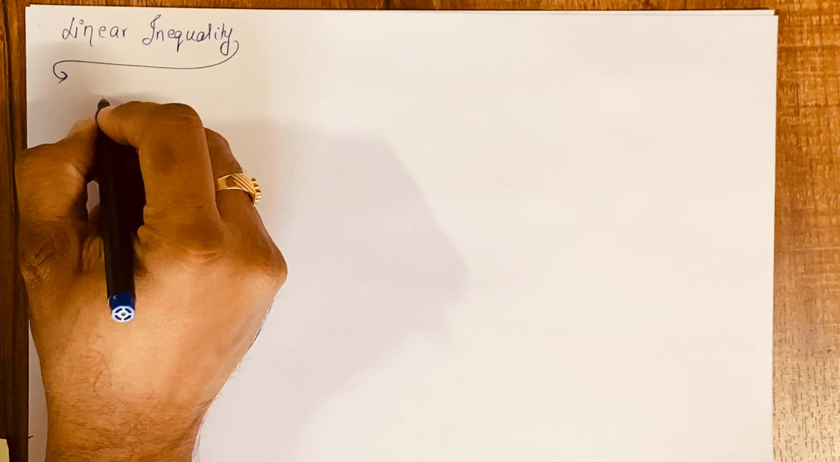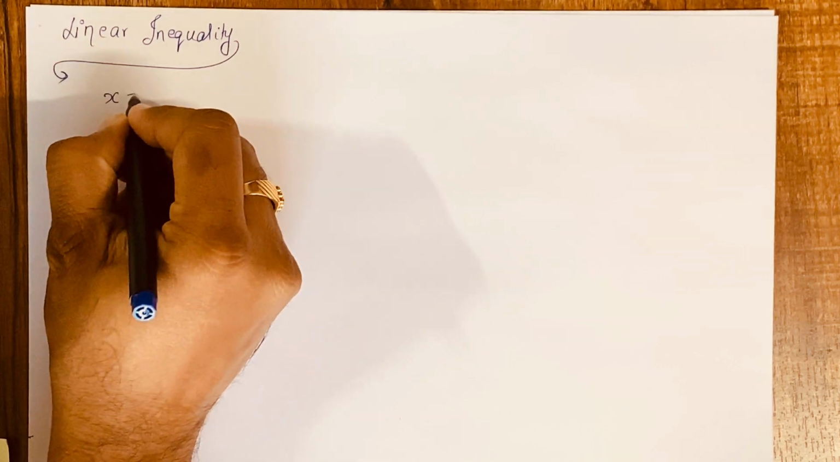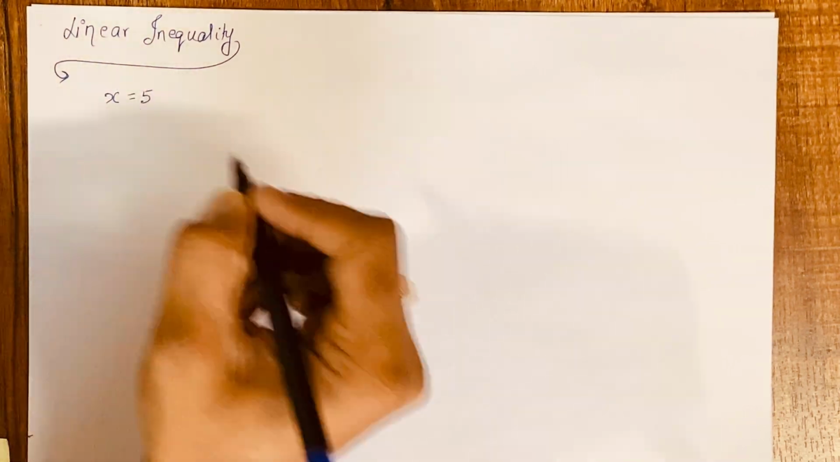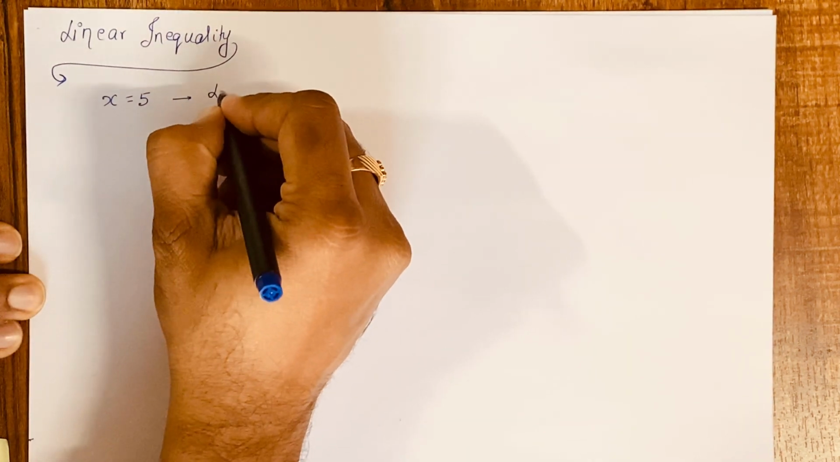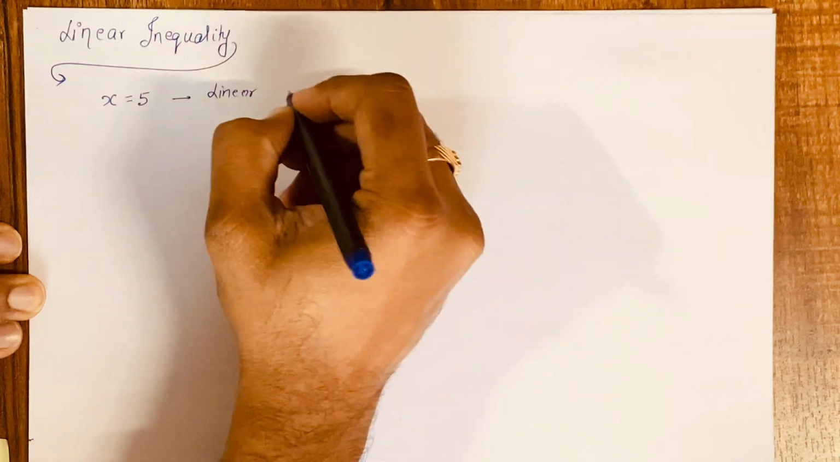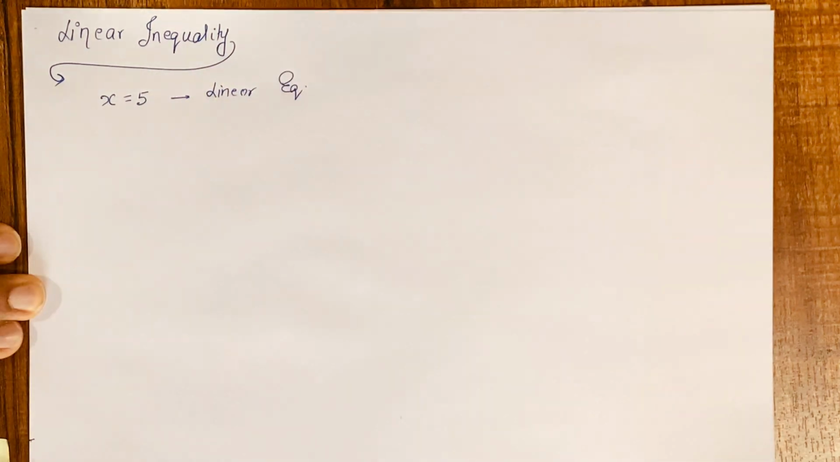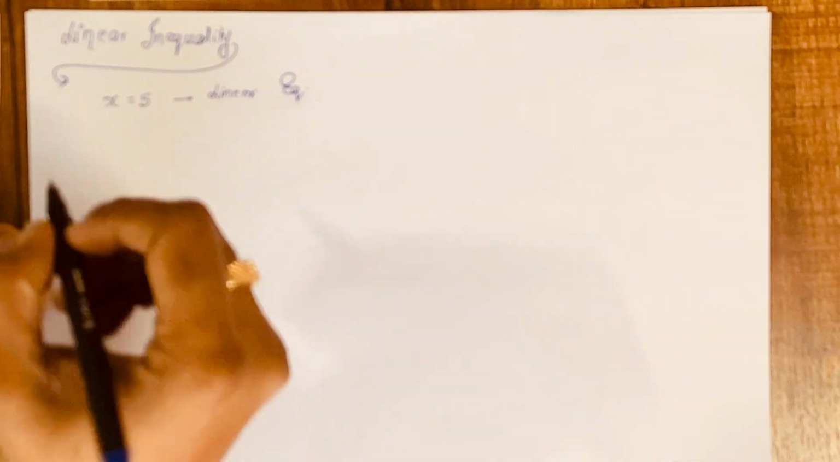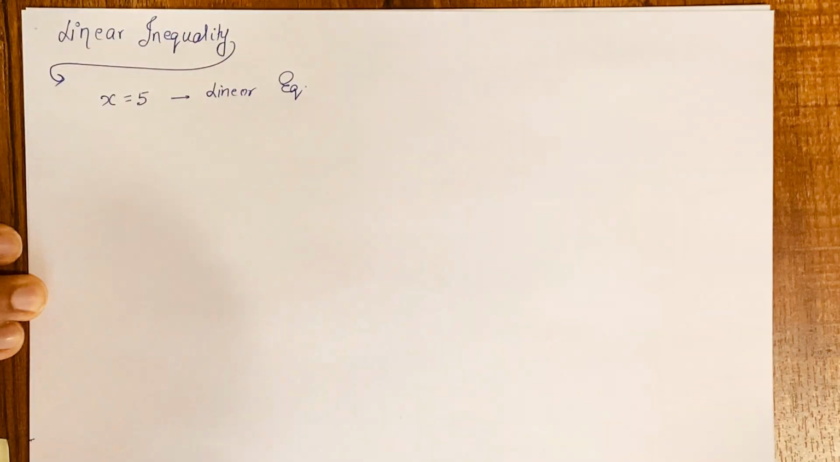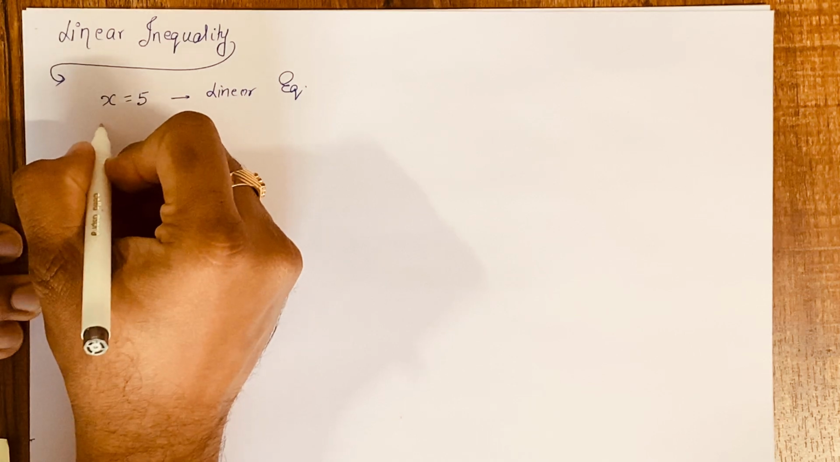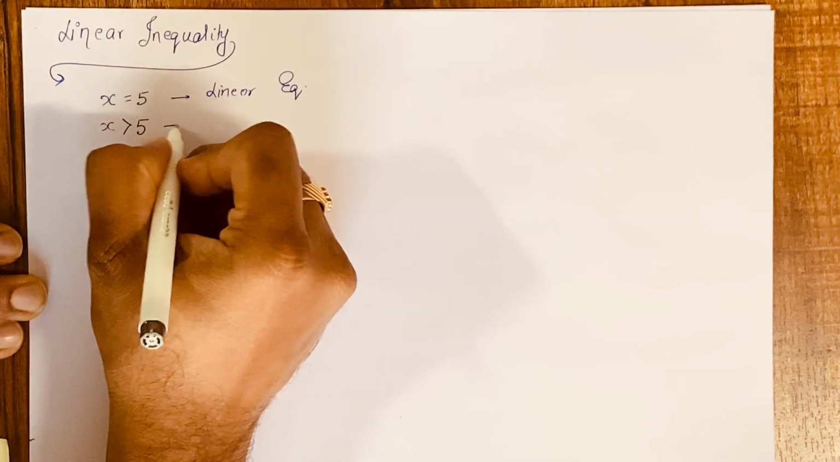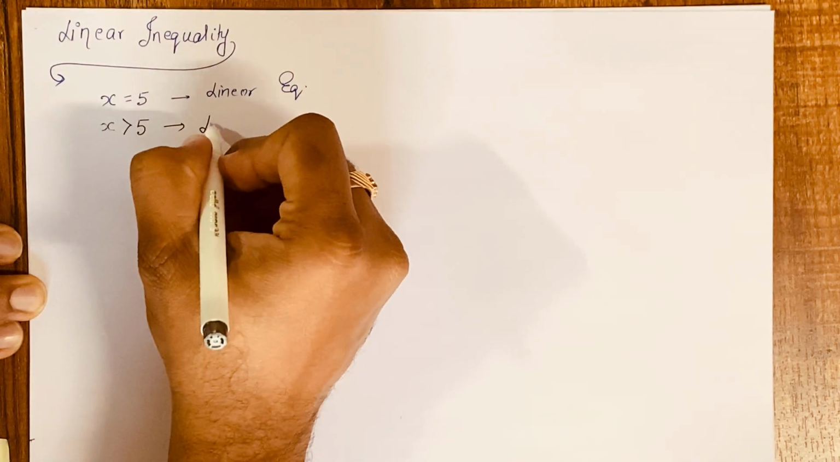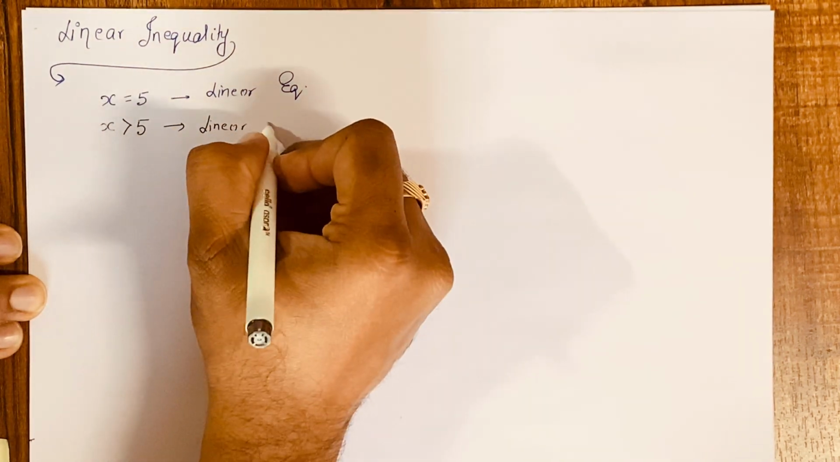For example, if we say that x is equal to 5, this is a linear equation. We are going to write this one as a linear equation. Why is this a linear equation? Because you are equating x to 5. Whereas when we come to linear inequality, here we say that your x is greater than 5. So this is a linear inequality.